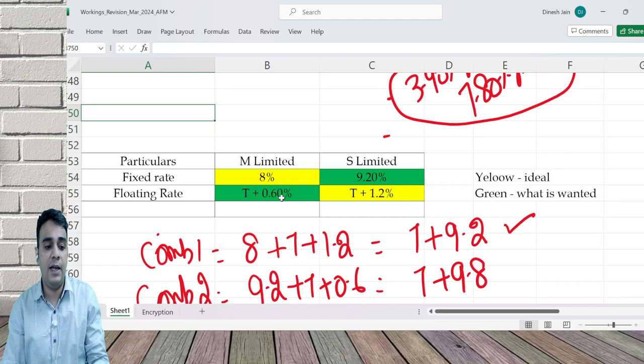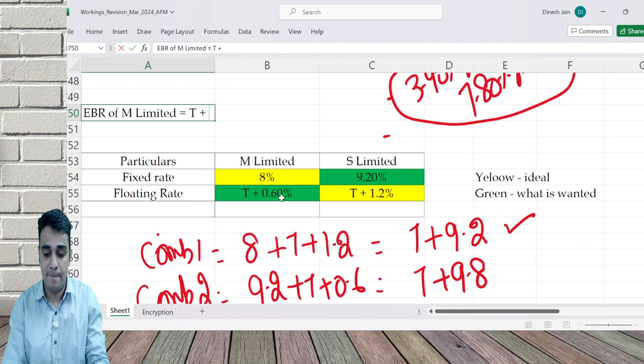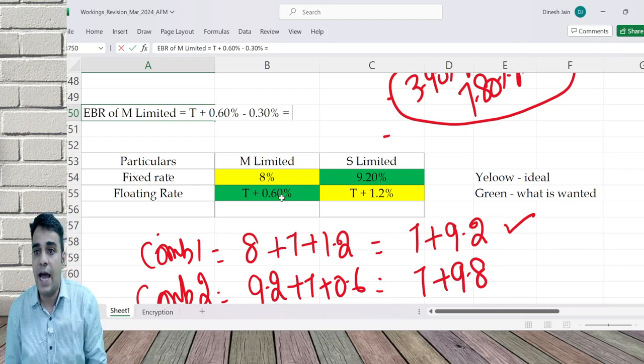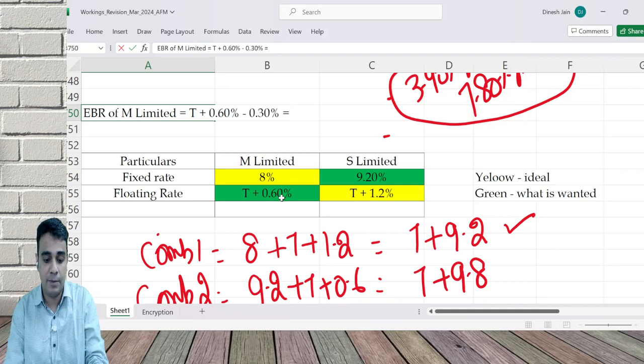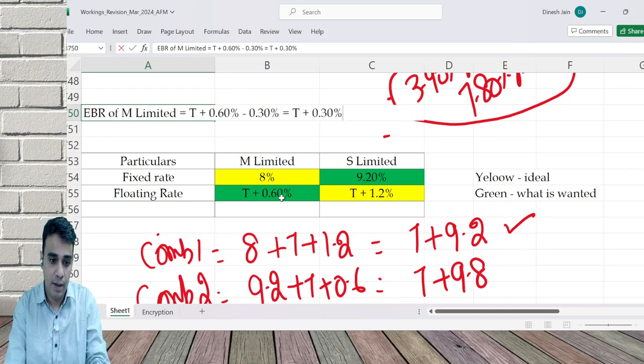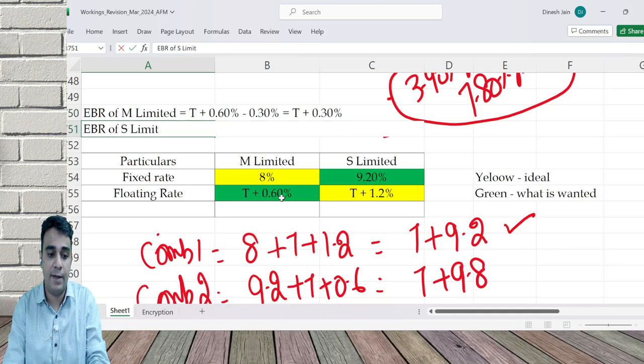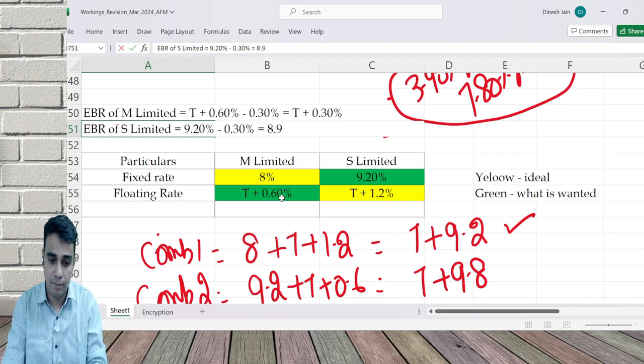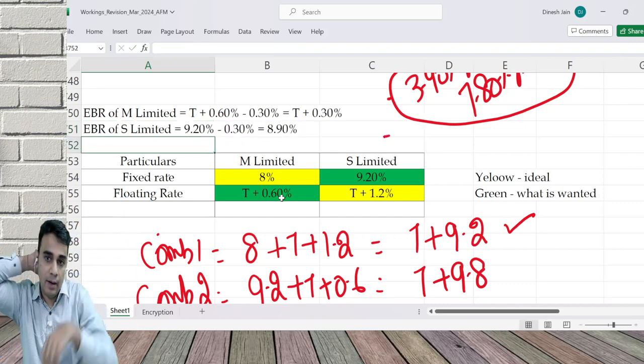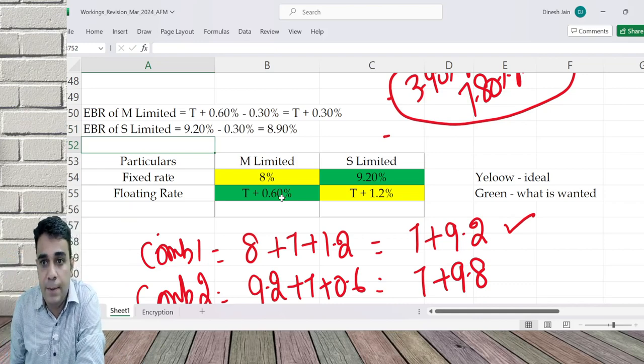So now write: effective borrowing rate of M Limited is equal to T plus 0.6. In this, I will save 0.3%. What is the 0.3% saving? Sharing of swap gain. Swap gain 0.3% you will save. So you will effectively pay how much? And effective borrowing rate of S Limited is equal to 9.2 minus 0.3%, which is 8.9.